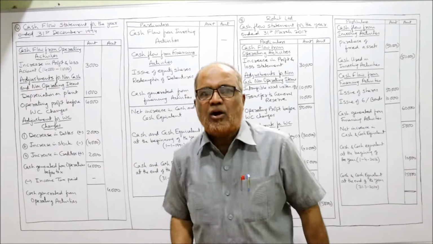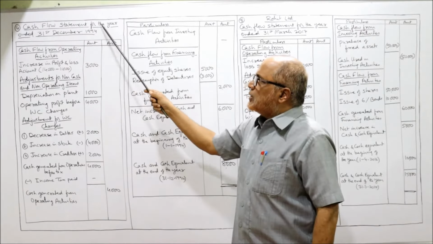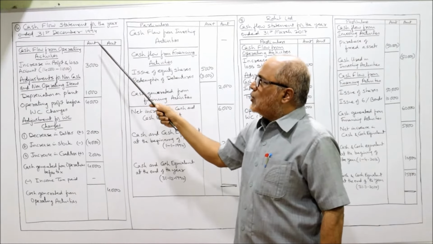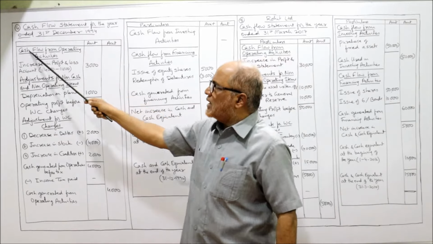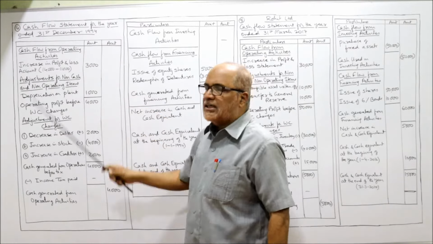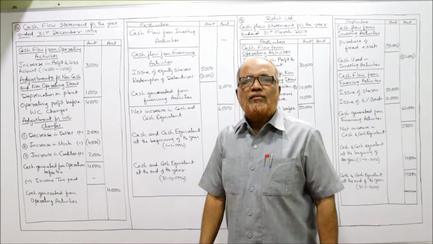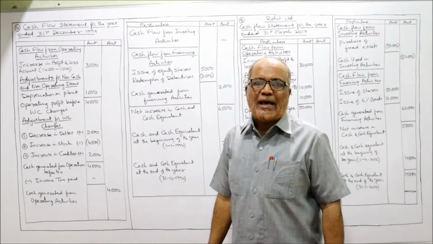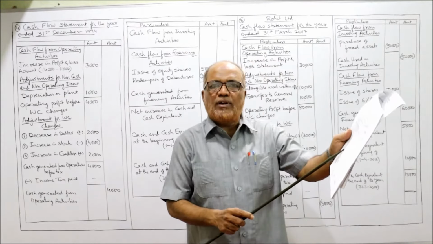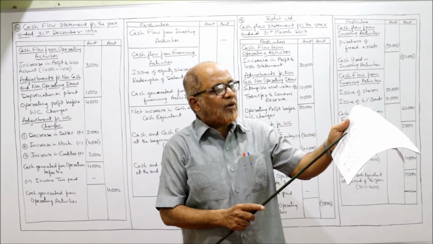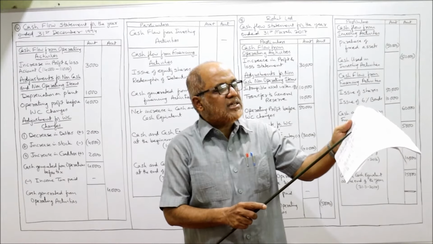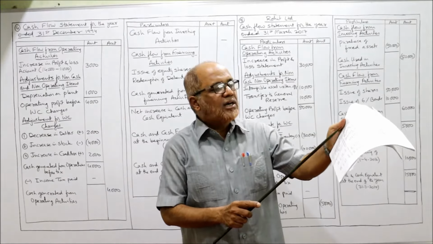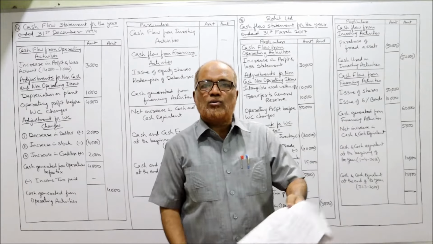Now here you can see on the board, cash flow statement for the year ended 31st December 94, 2 columns, amount column. First of all, cash flow from operating activities. First of all, we should see the profit and loss account balance. So in the balance sheet given, you can see the last item, profit and loss account. In last year balance was 11,000. Current year balance is 14,000.